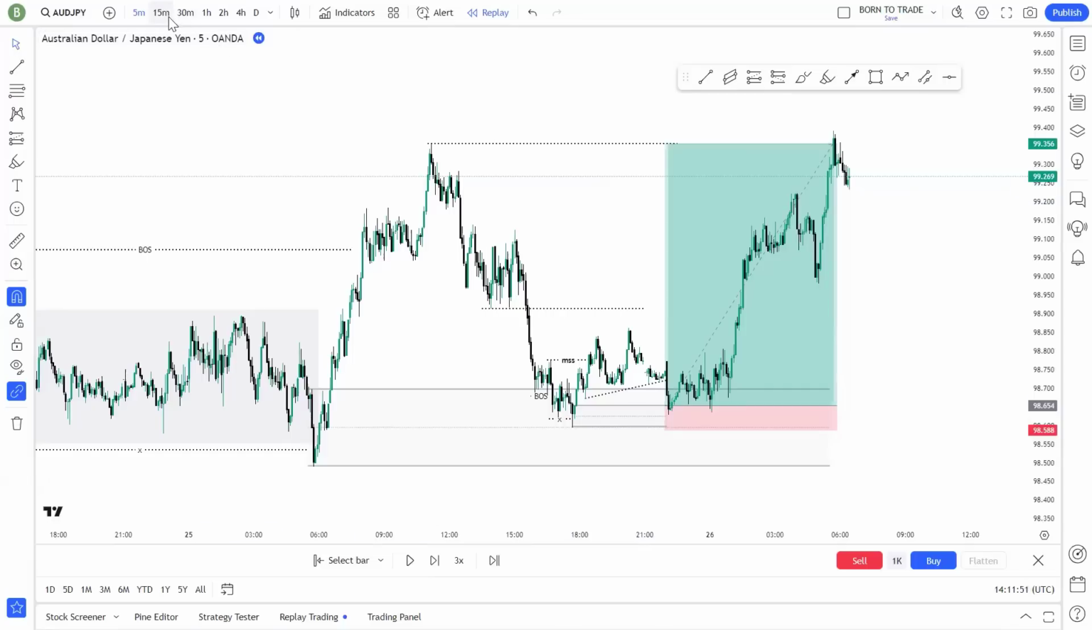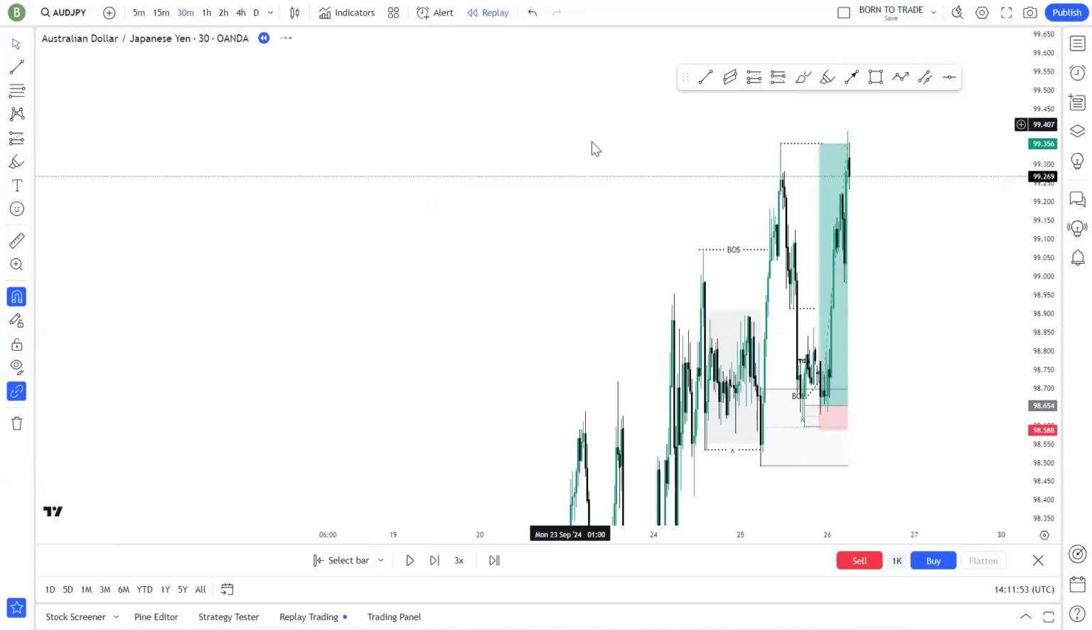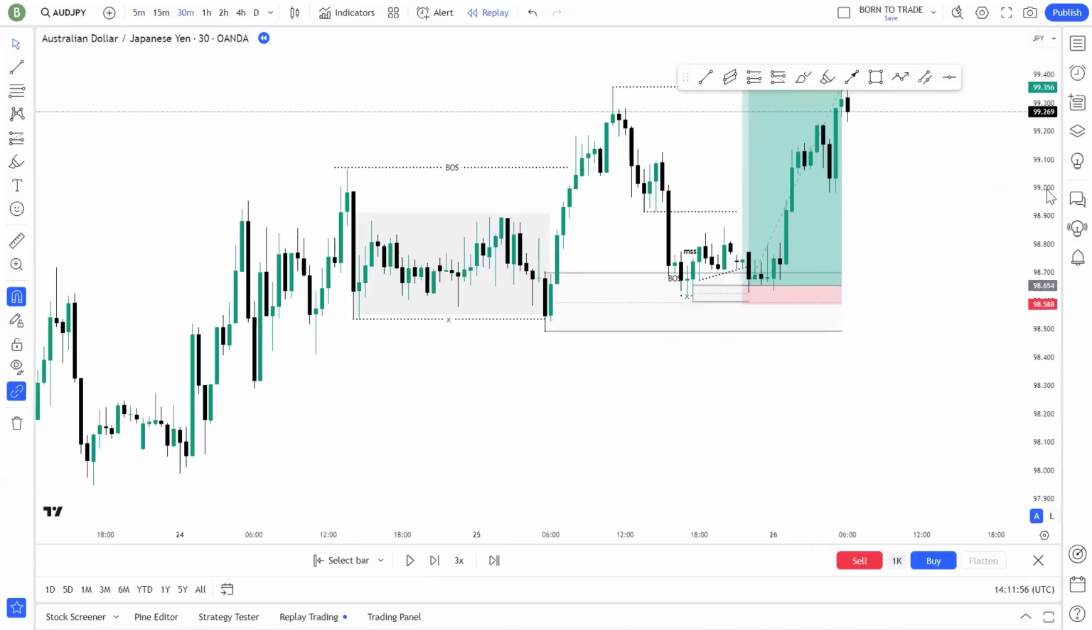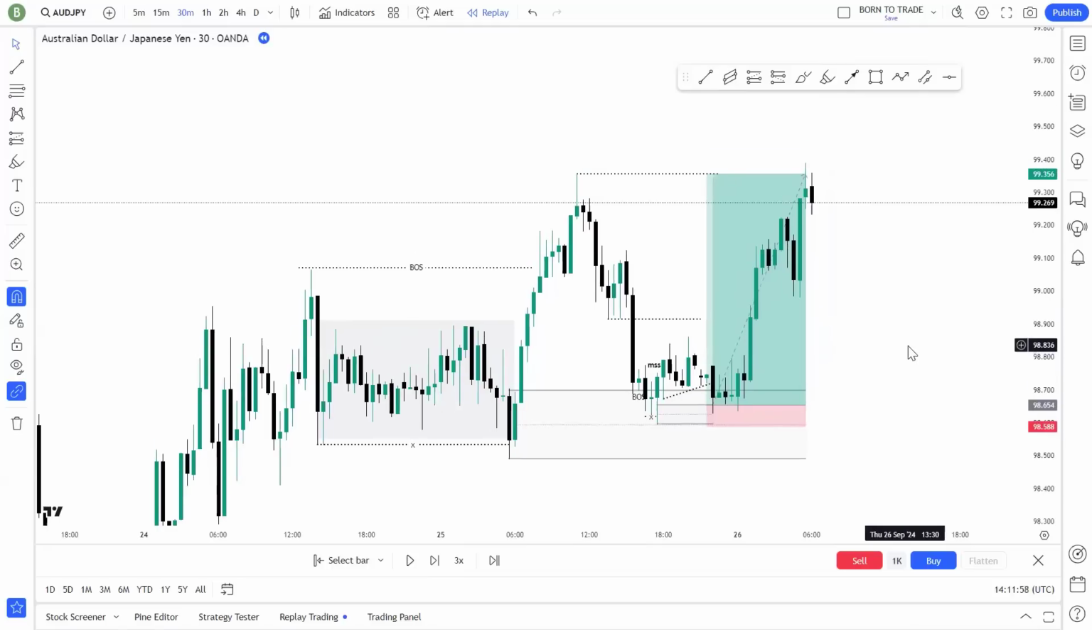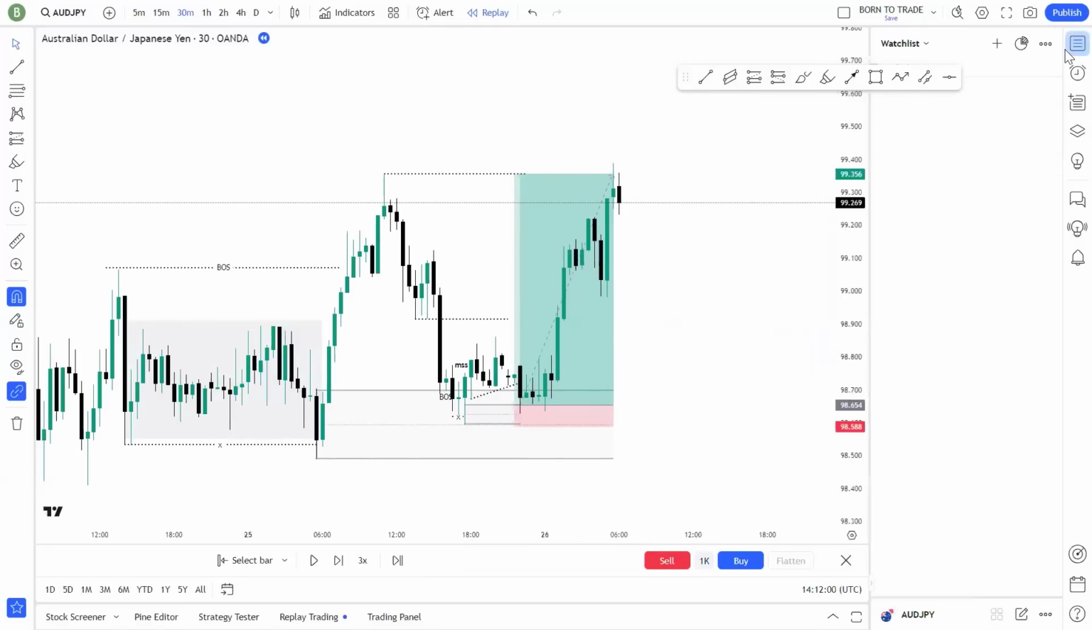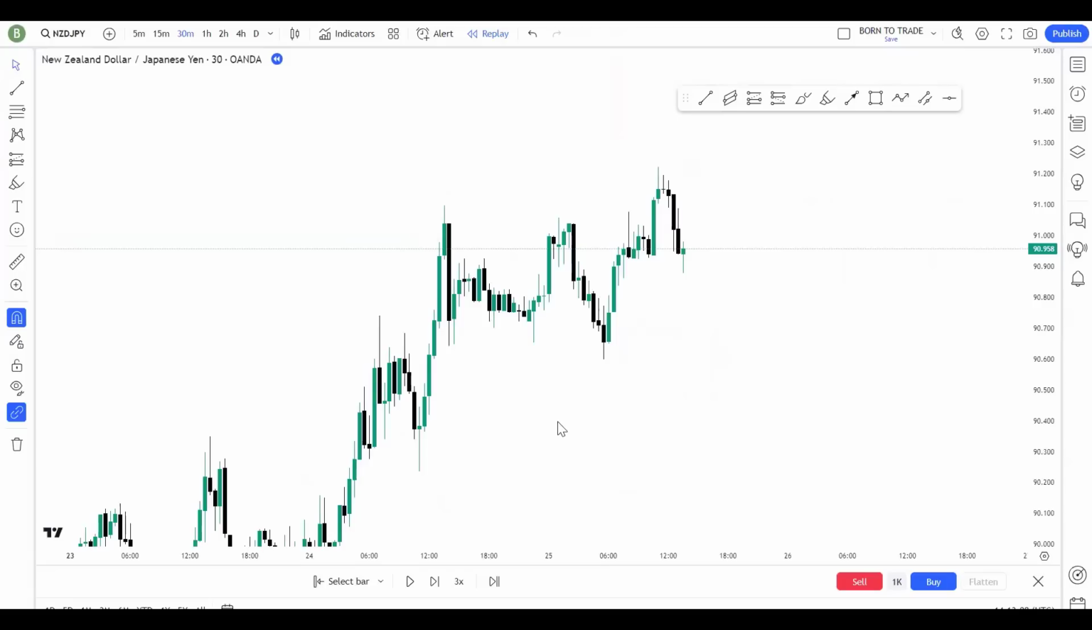Okay, let's see the second example. Back to the 30 minutes time frame. I think the second example is going to be the second trade he actually won, which is on NZDJPY. So these are JPY pairs. So let's see NZDJPY right now. So this is NZDJPY. This is the 30 minutes time frame.